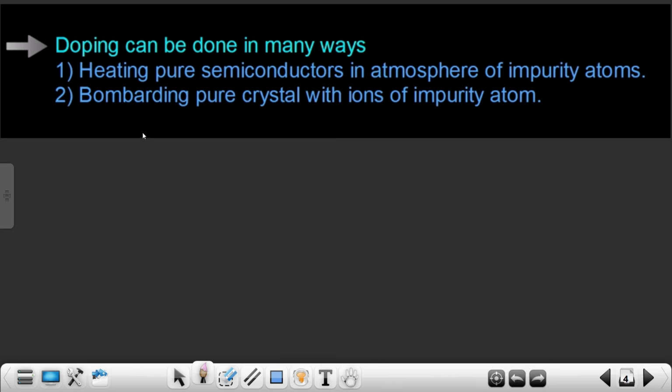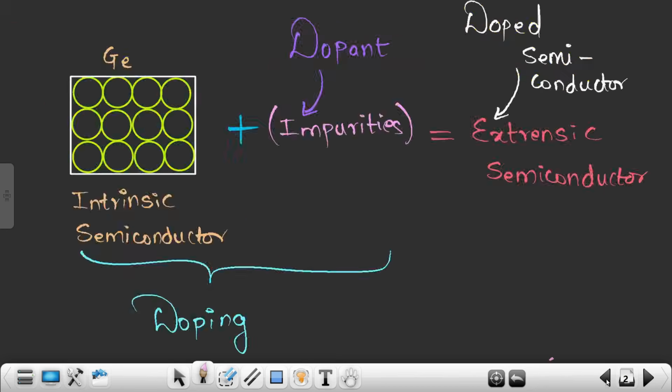But before coming to understanding these two methods, like how exactly we perform doping, we first need to revise the concept of doping, what exactly doping is. So let me go to the previous slides where we had focused upon this particular topic. You can see over here what doping is. Doping is nothing but the mixing of impurities with the pure crystal or pure semiconductor or intrinsic semiconductor. So this is the basic idea of doping.